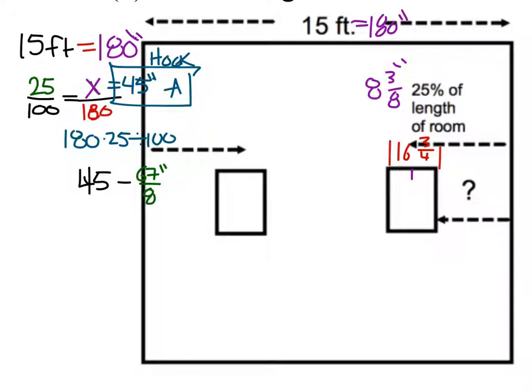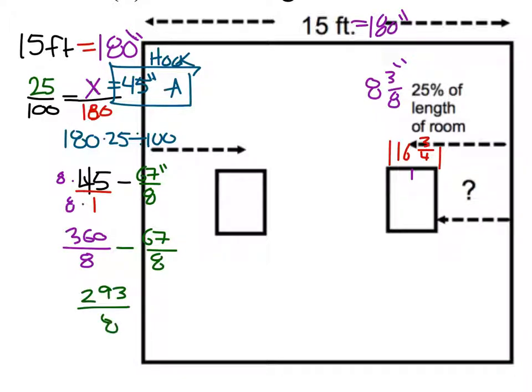inches. But to subtract these, we should have common denominators, and right now 45 is over 1. So we need to multiply both of these by 8 so that we have a common denominator. And we're going to subtract the 67/8, which would be 293/8 inches.